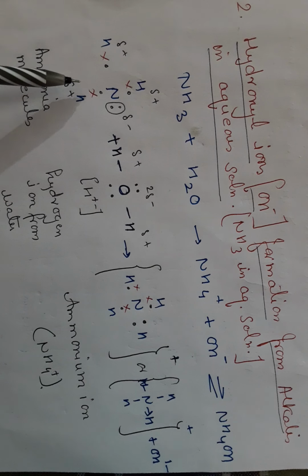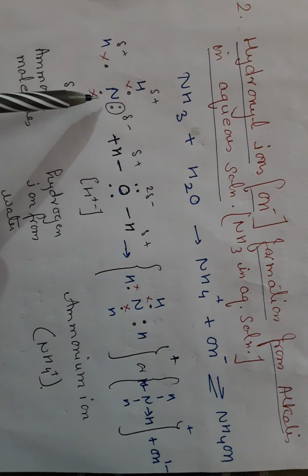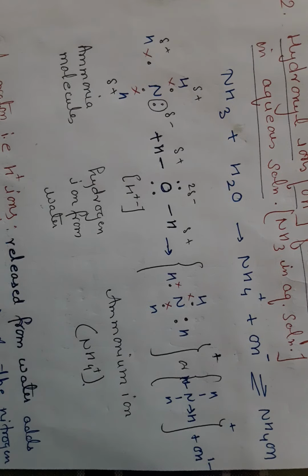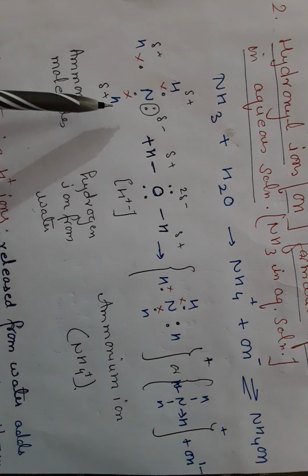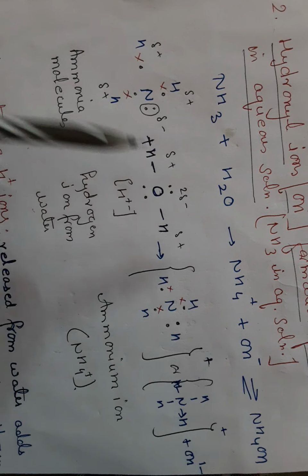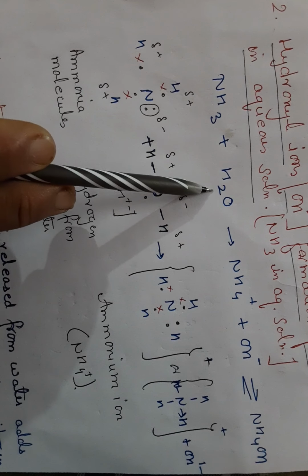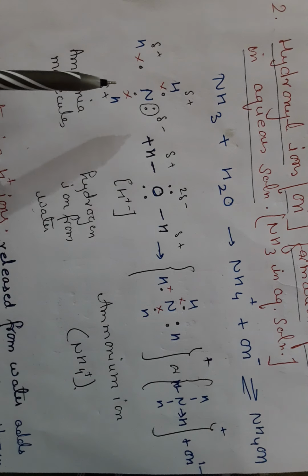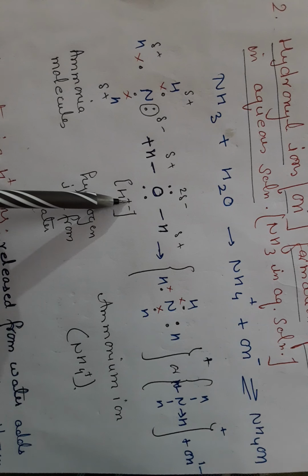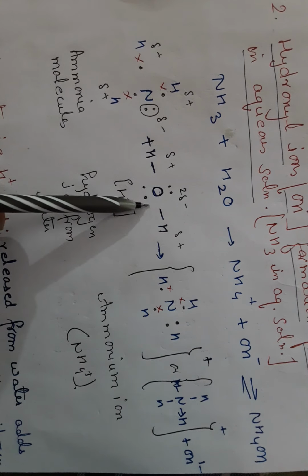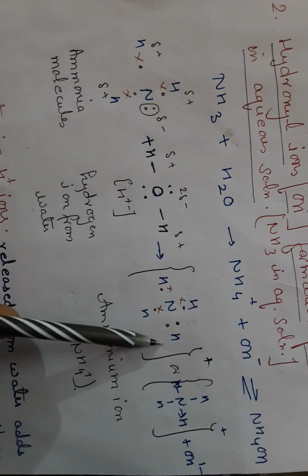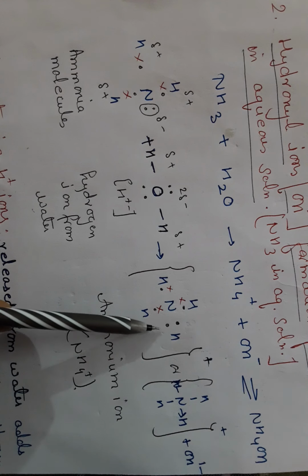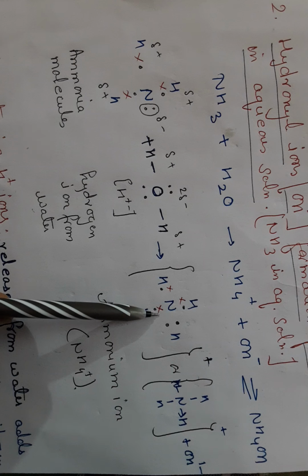Now this is the diagram. Again I am repeating, ammonia dissolves in water to give ammonium ions and hydroxyl ions. Here the proton ion is released from the water and adds to the lone pair of electrons of the nitrogen atom of the ammonia molecule. The nitrogen atom in ammonia has a slight negative charge.